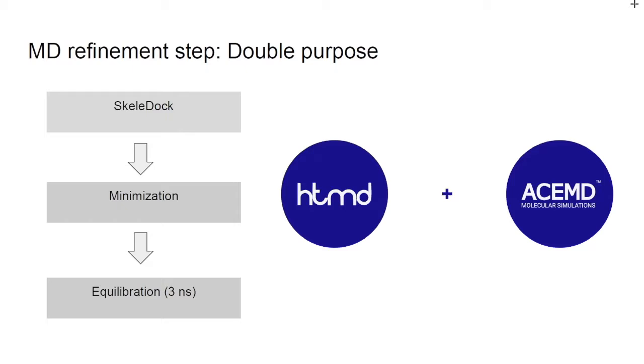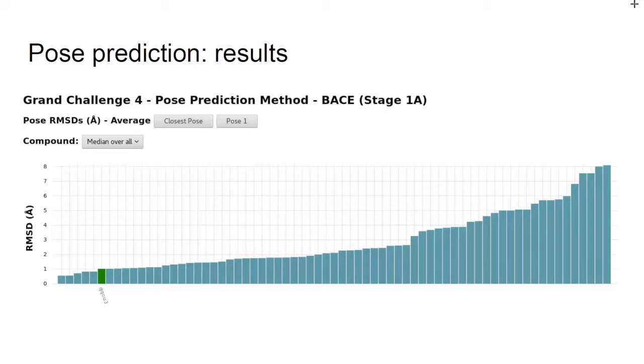So yeah, just after Skeledock, we minimized with ACEMD. I think it was 500 steps, and then some 3 nanoseconds of equilibration. So after equilibration, you have, I don't know, hundreds of frames, right? Hundreds of potential poses from which you have to choose. So we discarded the first half, and from the second half, we picked as the final pose the one which was closest to the result of Skeledock, right? So in this way, you have relaxed the system a bit, but you have not lost all the information that you got from the crystal structures.